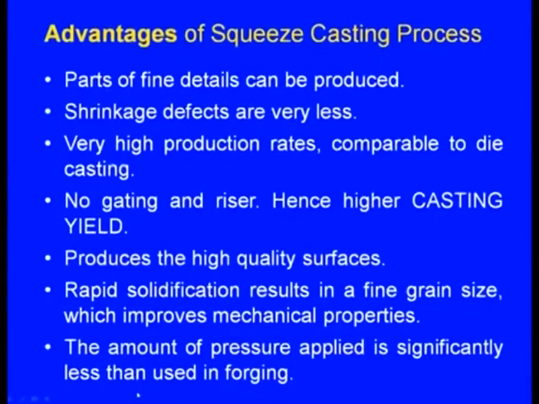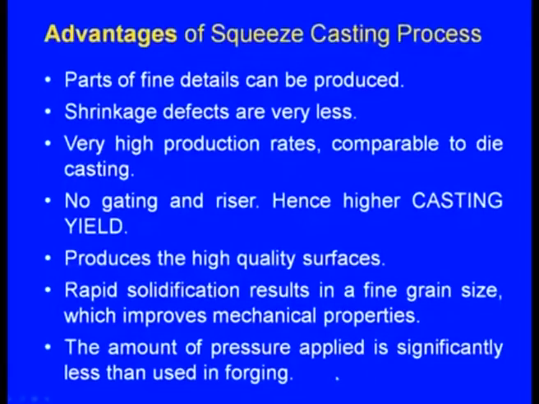The amount of pressure applied is significantly less than used in forging. Forging is a process where we get very good mechanical properties, but the amount of pressure applied in the case of forging is tremendous. That much force we need not apply here, but we get almost the same properties here. The amount of pressure applied is significantly less than the one used in forging.